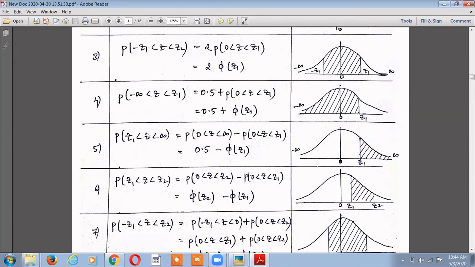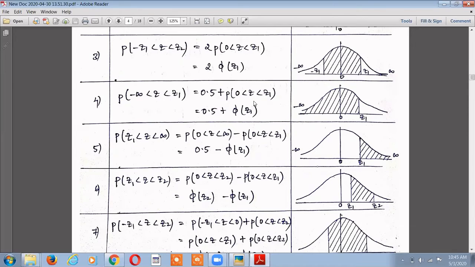Next, note 4, P of z between minus infinity and z1. So it is the area below the curve from minus infinity to plus z1. This area is equal to the area below the curve in the second quadrant plus the area below the curve in the first quadrant from 0 to z1. So I take it as 0.5 plus P of z between 0 and z1. So 0.5 gives the area in the second quadrant, and P of z between 0 and z1 gives the area below the curve from 0 to z1.